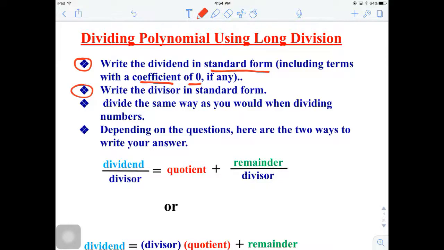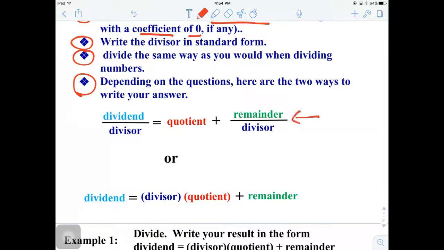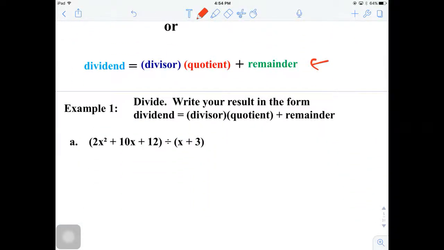Next, you're going to write the divisor in standard form as well. And then you're going to divide the same way you would when dividing numbers. So those are the same steps. Then, depending on the question, there are two ways to write the answer. Here they are again. Remember, there are two ways to write the answer.